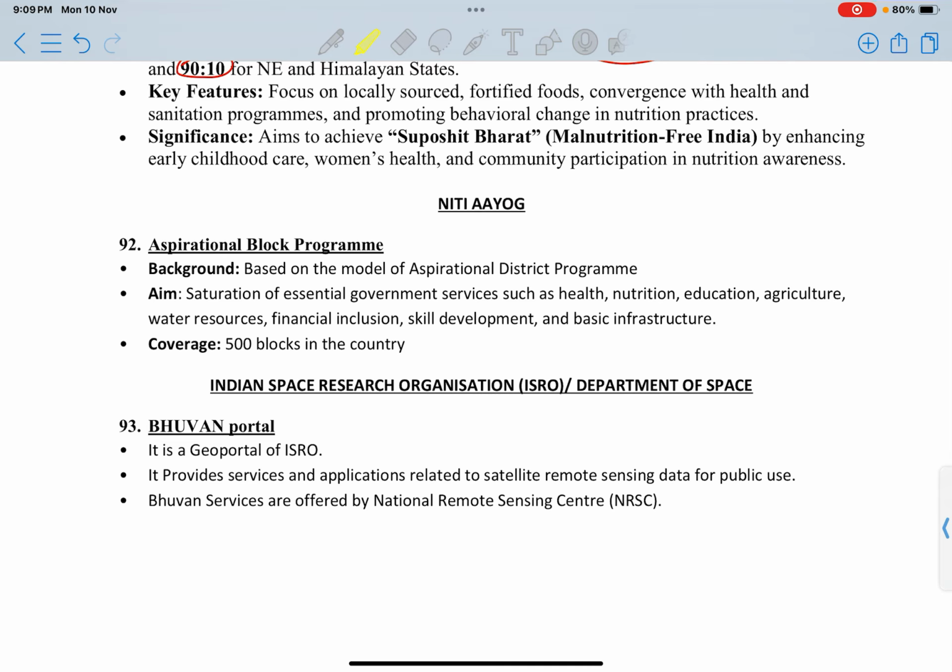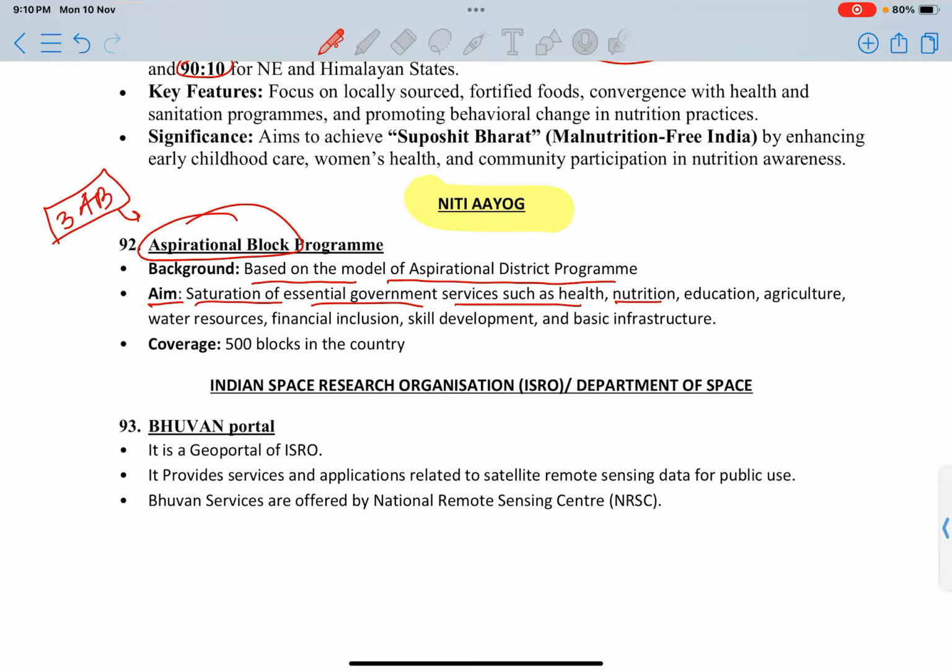Then NITI Aayog. There is one scheme related to NITI Aayog: the Aspirational Blocks Programme. In Tripura also there are 3 aspirational blocks. Do let me know in the comment section which those blocks are. What is this program all about? It is based on the model of the Aspirational Districts Programme. It aims at saturation of essential government services such as health, nutrition, education, agriculture, water resources, financial inclusion, skill development, and basic infrastructure. It covers a total of 500 blocks in the country.